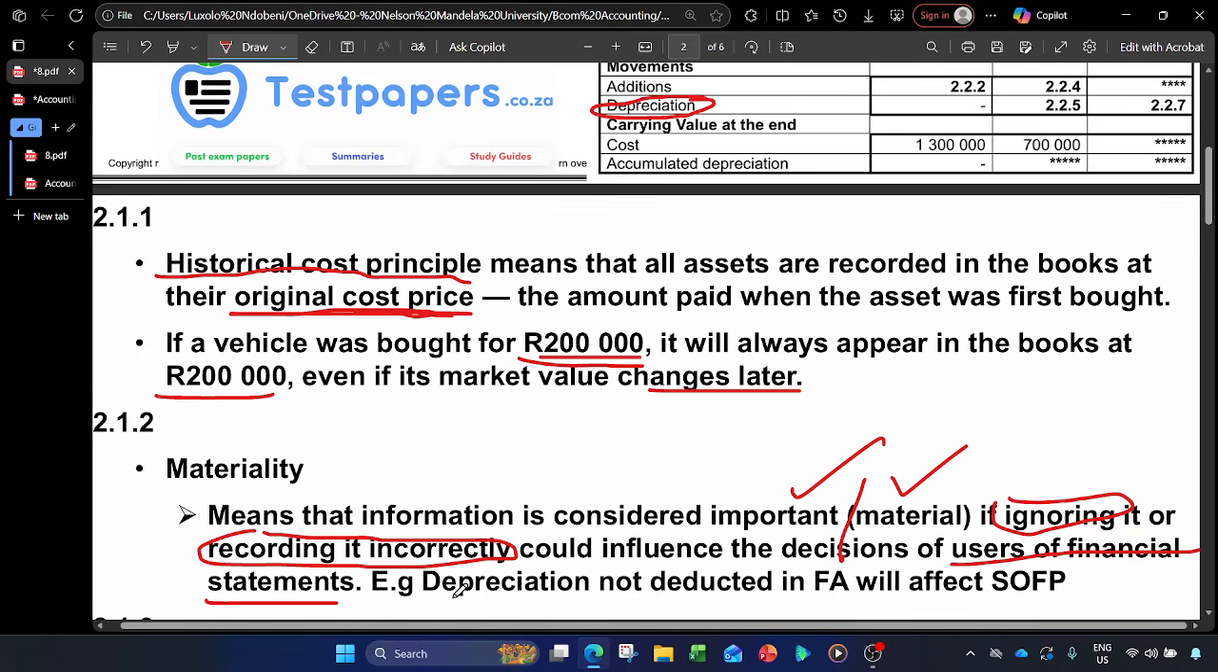E.g., let's say for example you recorded the depreciation and it is not deducted on the fixed assets. That will affect the statement of financial position or balance sheet, because you know that when we go to the balance sheet, all the assets are recorded at the carrying amount, and the carrying amount is the asset minus accumulated depreciation. You get carrying amount, then you say minus depreciation for the current year, you will get carrying amount of this at the end, right?